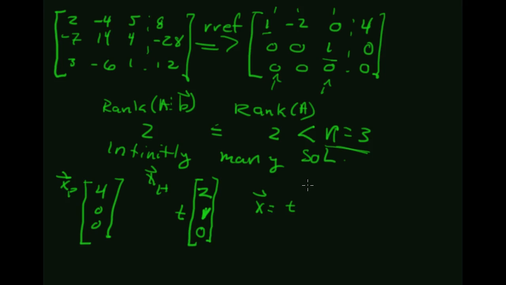So the general solution here is going to be t times 2, 1, 0, plus the specific solution 4, 0, 0, and that's my solution. It's my general solution to this system. So there you go. Very good.